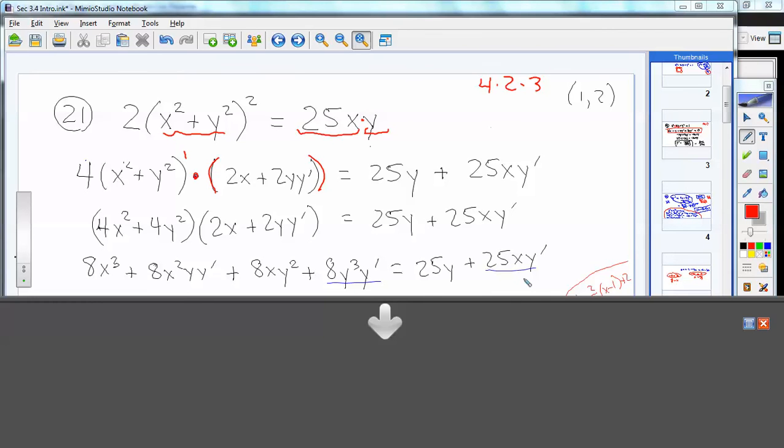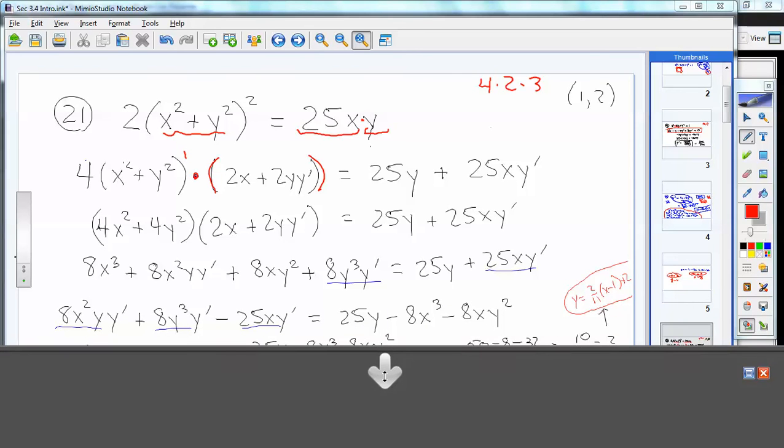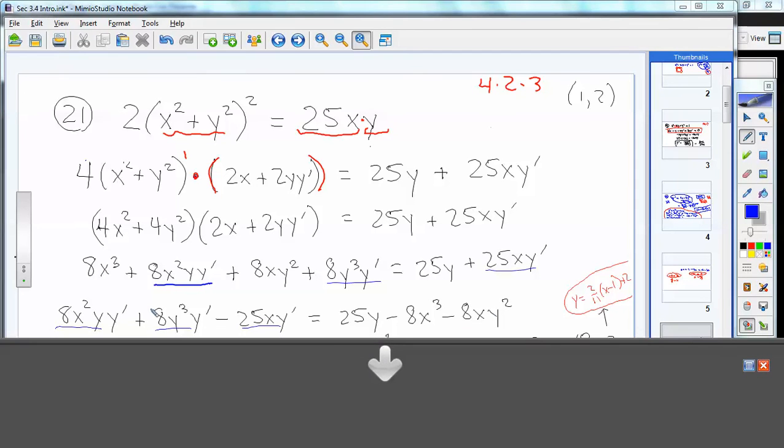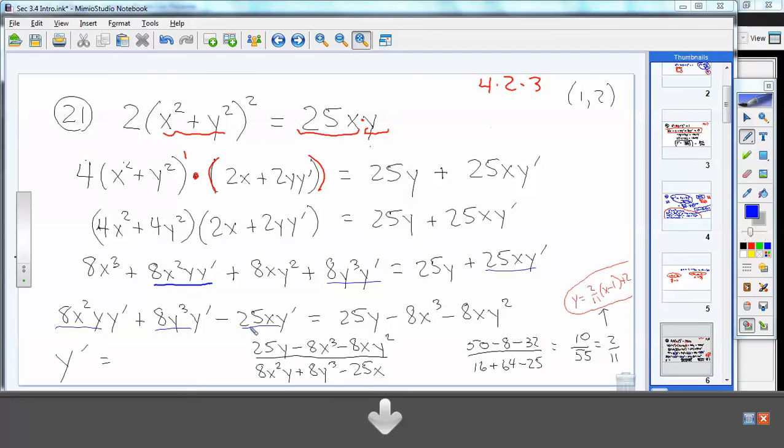Now the 2 in blue are my 2 y prime terms, so I need to keep them on one side. Oh no, I've got another. Yeah, there's 3. There's a y prime term there too. So there are 3 y prime terms, and I'm going to keep them on the left side. So I moved that one over, and I'm going to move these other two terms to the other side. Now I'm going to take out my y prime. I skipped that step because I was running out of room. So I took out my y prime, which would be 8x squared y plus 8y cubed minus 25x. I'm going to divide that over there. So my y prime ends up being all of that.